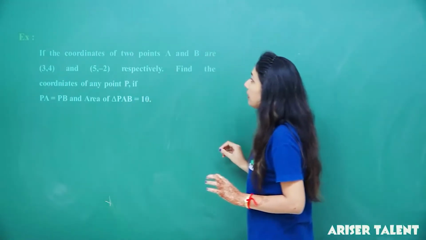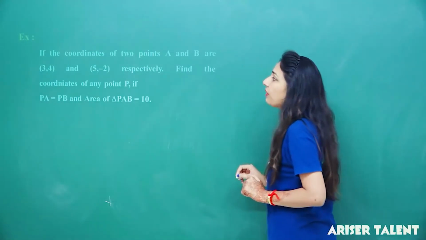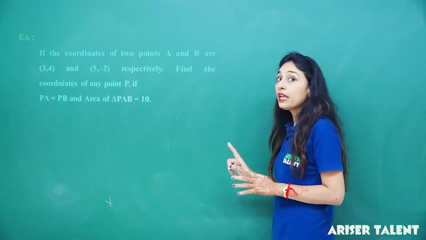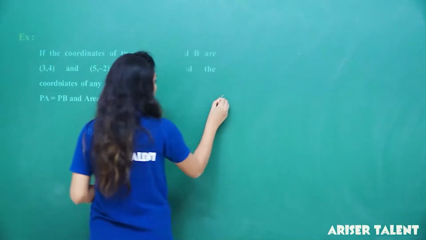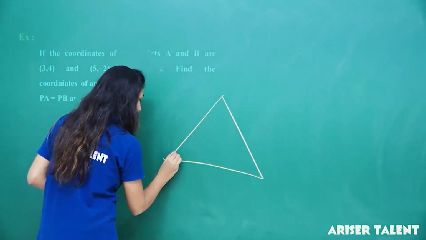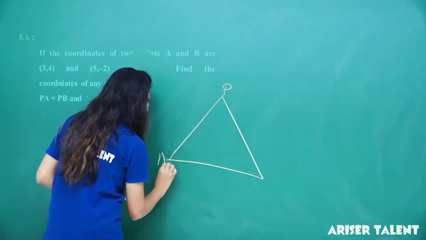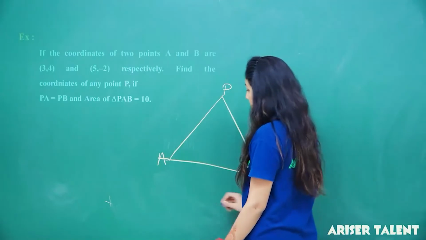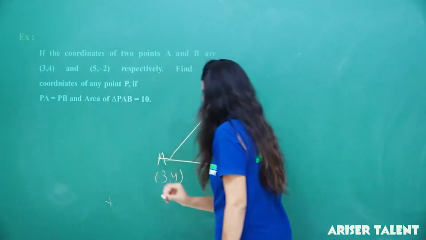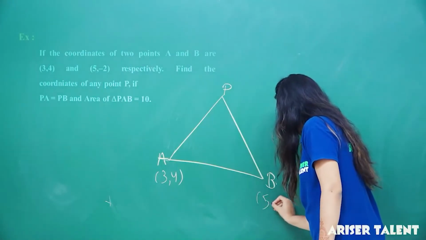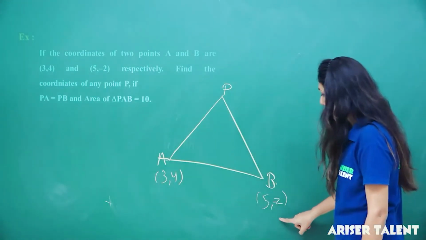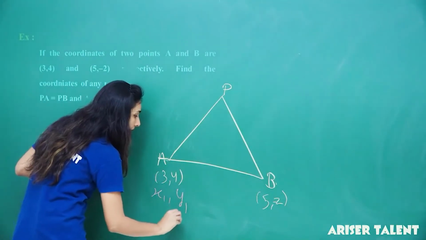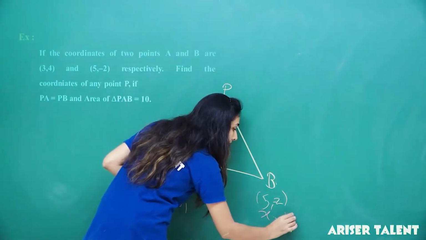If the coordinates of two points A and B are this and this respectively, find the coordinates of any point P if PA equals to PB and area of triangle PAB equals to 10. That means clearly there is a triangle which is PAB. A and B are 3, 4 and 5, minus 2. This is your x1 and y1, and this is clearly your x2 and y2.